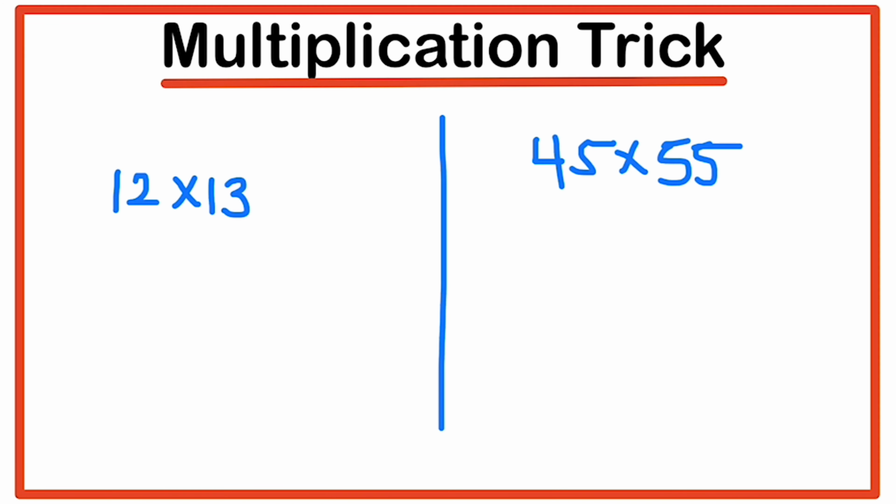So how can we multiply these numbers in our mind? Let's see in this video. I will explain it step by step. In the first case, we will take the base as 10, and in the second case, we will take the base as 50. I will explain the first one first, and then we will come to the second one.